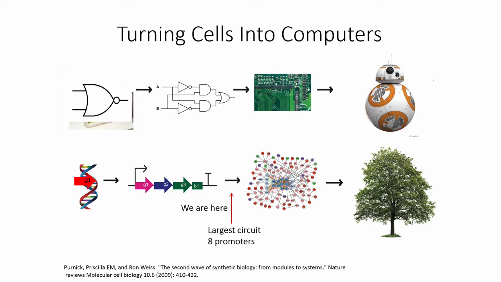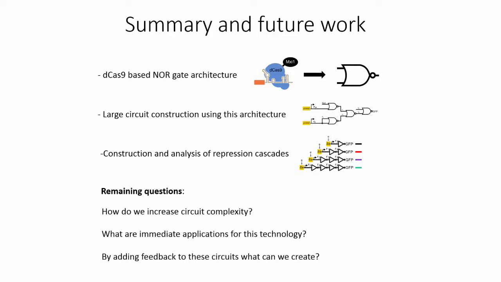So like we were saying, you can take these simple logical gates and combine them up to make computational devices. And in the same way, you can use genes, build them up into gene circuits, and then create tissues that are capable of useful things. We have a tree here as an example, but you can imagine using any other sort of agriculture or things like that. So, summary, future work.